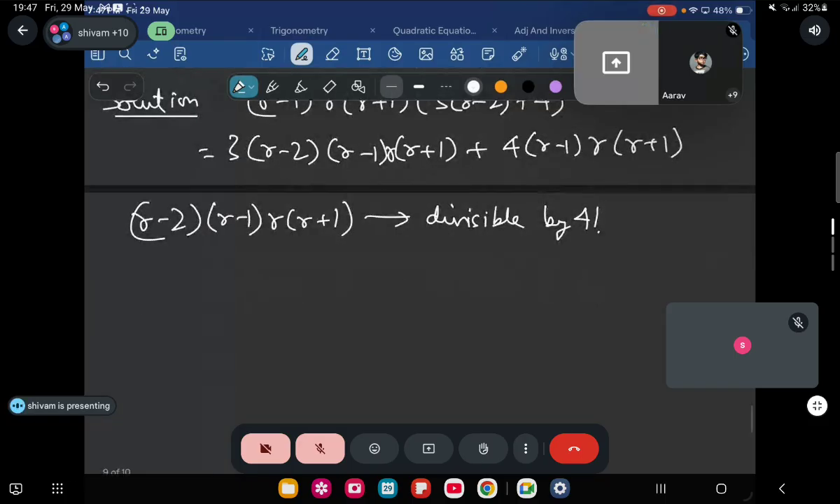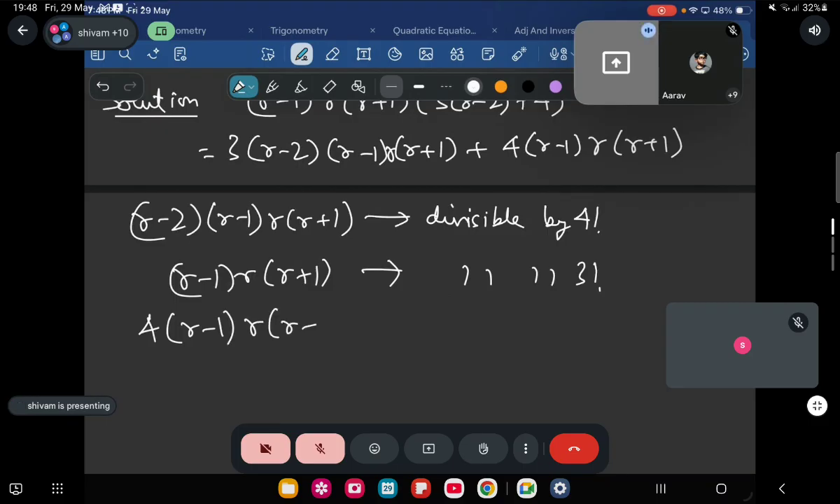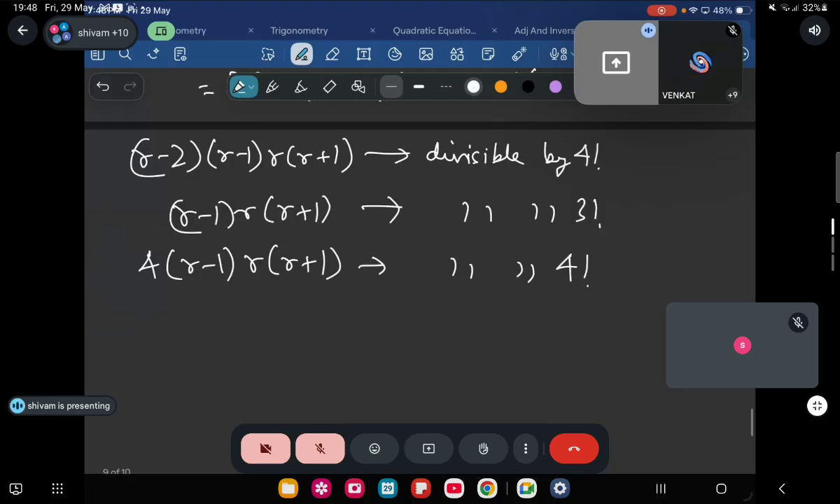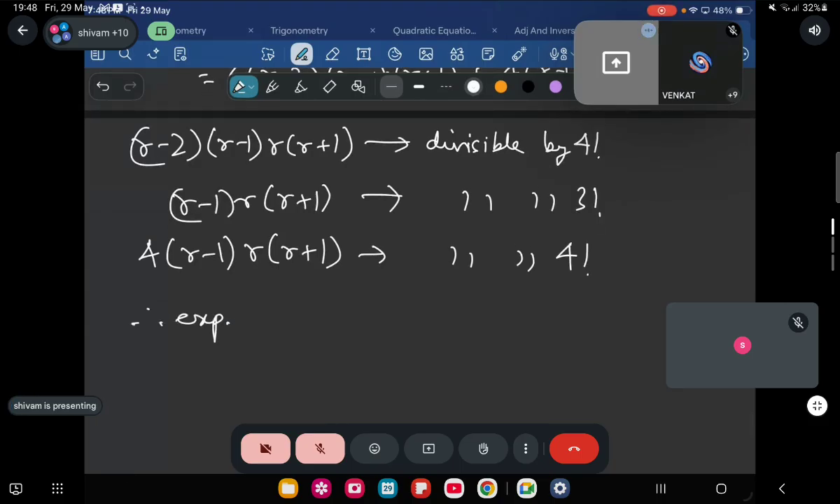Next, similarly, r minus 1 into r plus 1 is divisible by 3 factorial. Tell me everyone, when you multiply it by 4, this will be divisible by 4 factorial. Right, tell me, Avraj, are you getting? Okay, Venkat, have you understood now? Venkat, Trishita? Yes. Okay. Arav, is it clear? Therefore, the whole expression is divisible by 24. Niranjan, is it clear? Yes, sir.